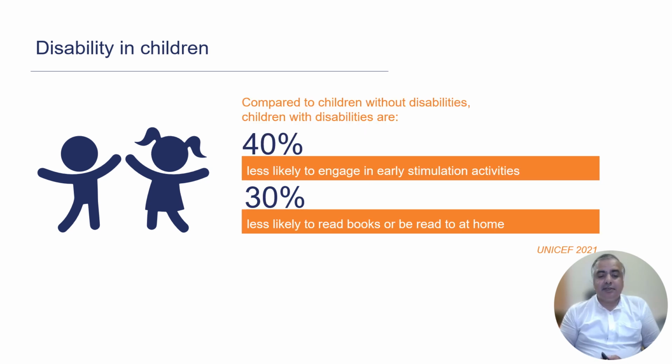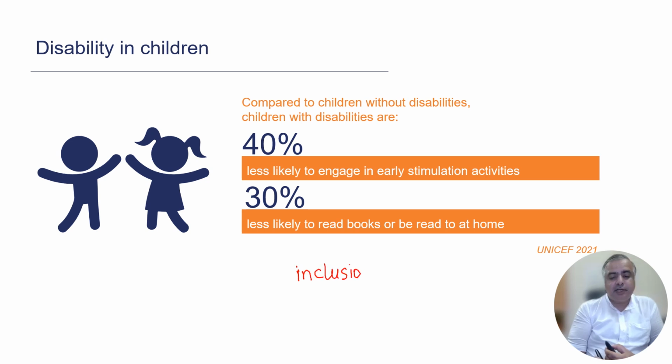Further looking at this, 40% of these children are less likely to engage in early stimulation activities and 30% less likely to read books or be read to at home. And this brings us a question of inclusion with reference to education.